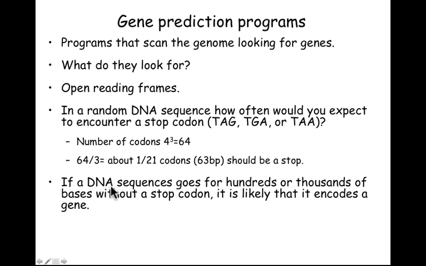So if you go along a DNA sequence and you find an open reading frame, i.e. what I mean by that is a series of codons that continuously encode amino acids without hitting any stop codons, and if they go for hundreds of amino acids, or maybe even thousands of amino acids without a stop, then quite likely this is going to encode a gene.